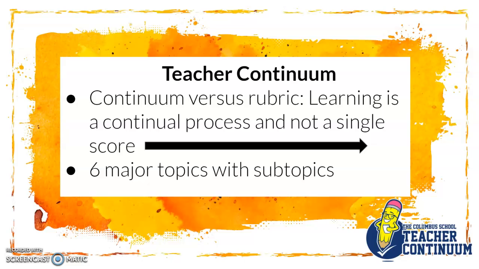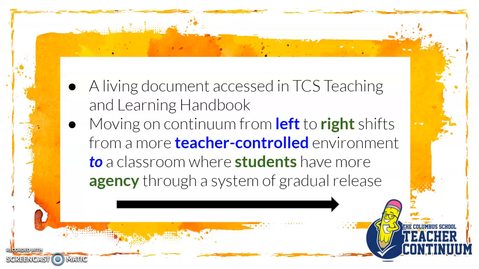We have 6 major topics with subtopics that are located on the continuum. It's accessed in the TCS Teaching and Learning Handbook, and moving from the left to the right on the continuum shifts from a teacher-controlled environment to an environment where the students have more agency through a system of gradual release.